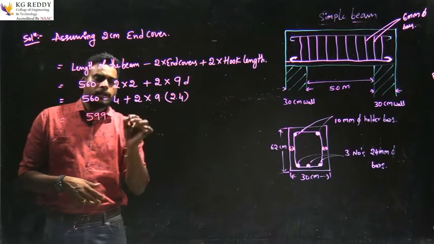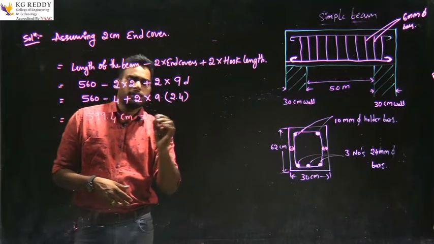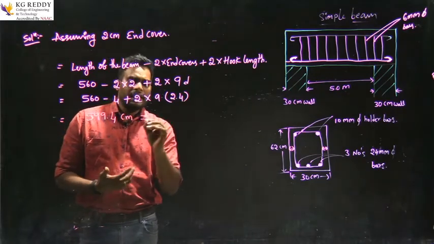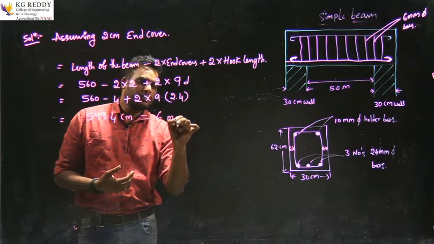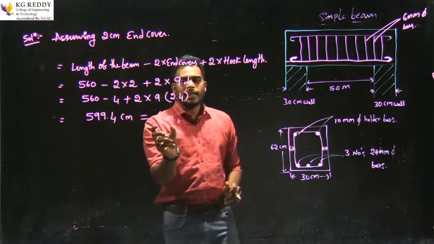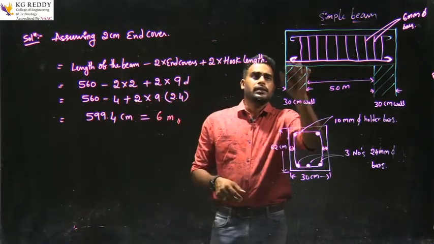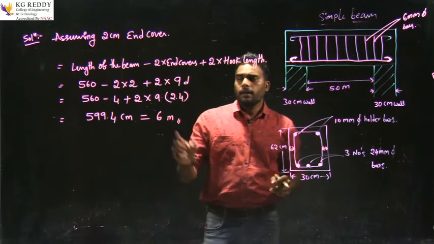599.4 centimeters. So we need to convert into meters, so we will write 6 meters. So this 6 meter is the length of this bar, the bottom bar. This is the length of the bar.